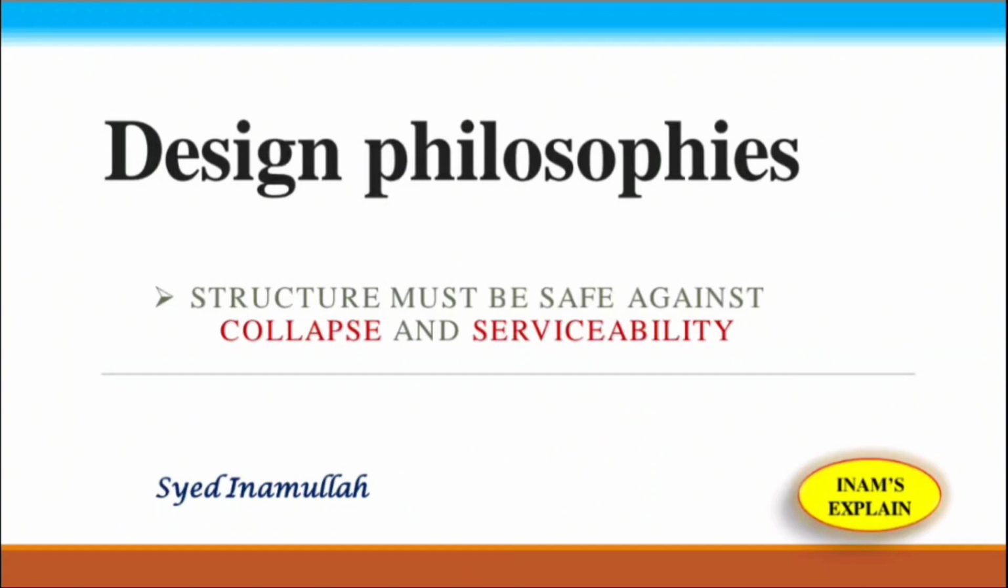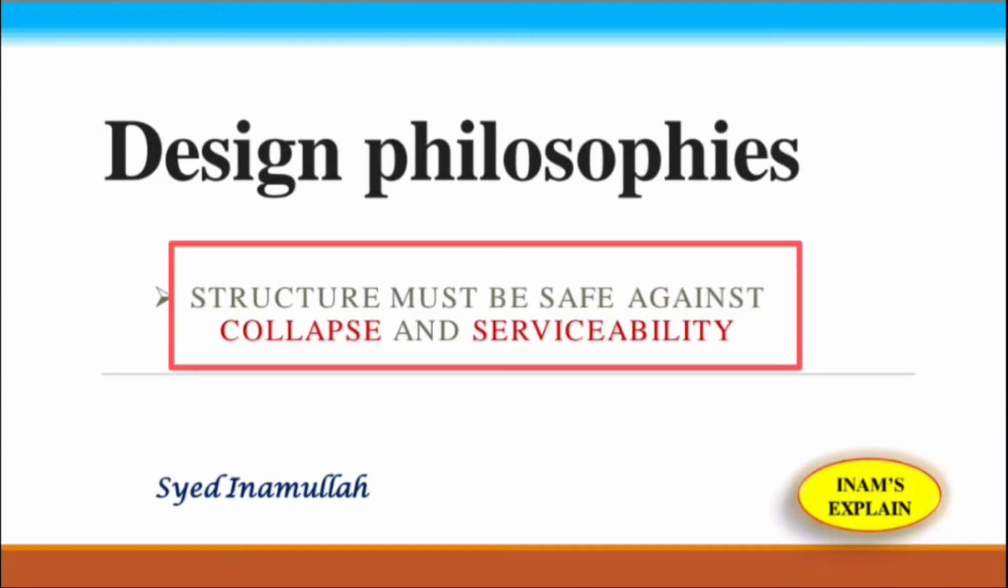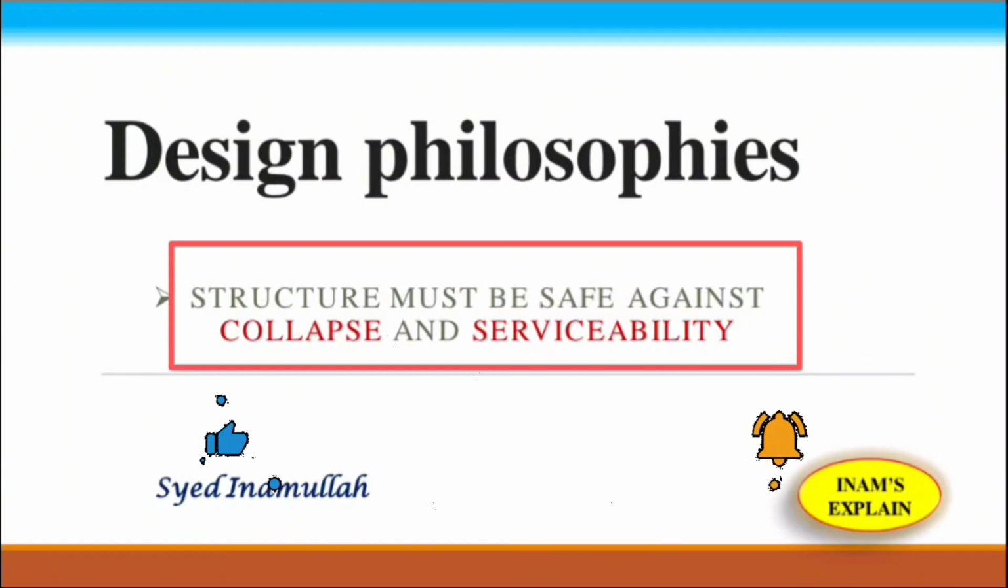For designing a structure, it should be safe against collapse and serviceability. The structure should not collapse. If it collapses, it should not collapse suddenly or unexpectedly. It should provide sufficient cracks or deformation so that the residents or others may leave the structure or building, to minimize any loss. And serviceability means the cracks and vibration should be within tolerable limits.